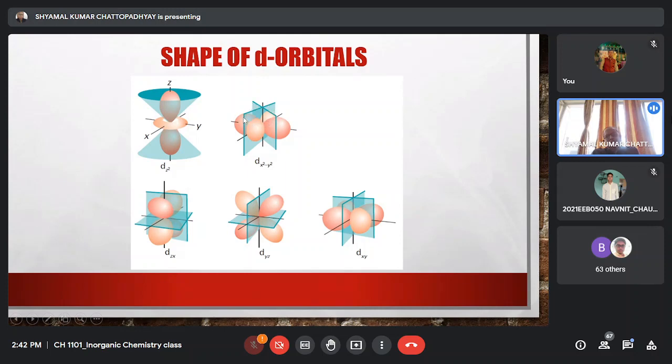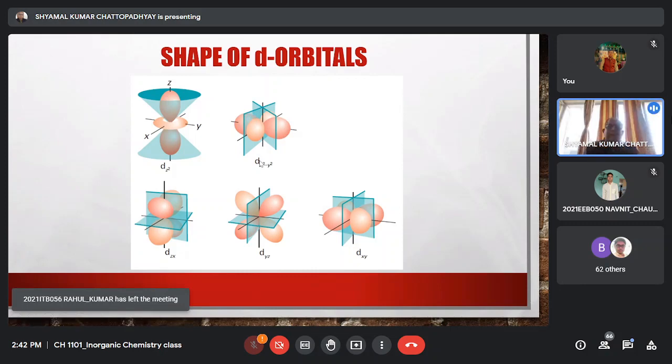So here you have the nodal plane, and you have the 2 nodal planes which are at 45 degrees between the x and y axes, right? So these are the 2 nodal planes. One nodal plane is at 45 degrees here, and another nodal plane is here.